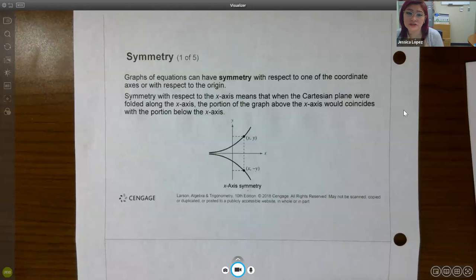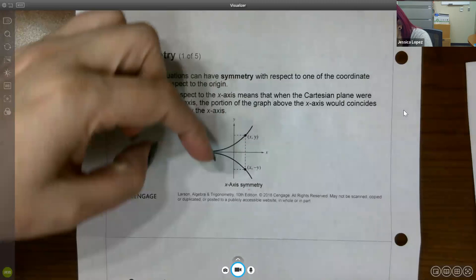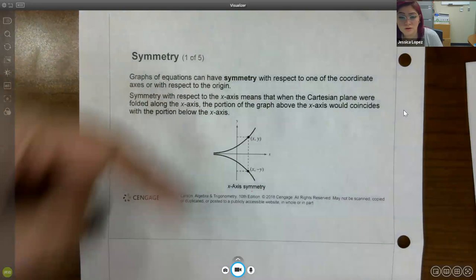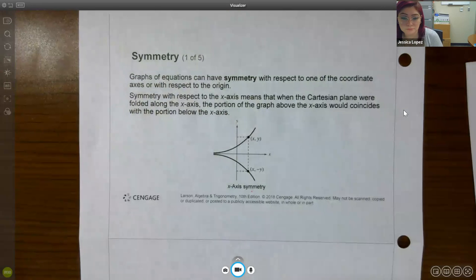So graphs of equations can have symmetry with respect to one of the coordinate axes, or it could even have symmetry with respect to the origin. Now, symmetry with respect to the x-axis means that when the Cartesian plane is folded along the x-axis, the portion of the graph above the x-axis would fold over and coincide with the portion below the x-axis. They basically look like mirrors when you unfold it, okay? Your fold or your crease on the x-axis becomes that mirror. And so you can see this image is a mirror image of this one, if the x-axis were in fact a fold, okay?